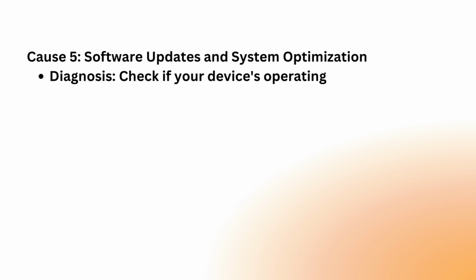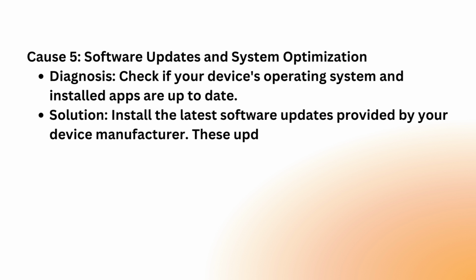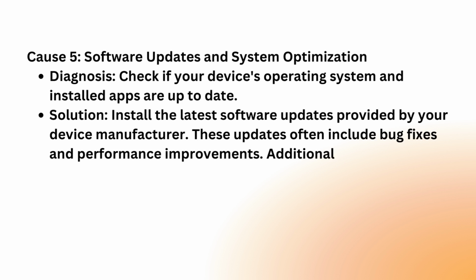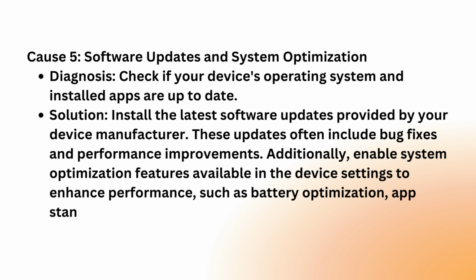Cause 5. Software updates and system optimization. Diagnosis. Check if your device's operating system and installed apps are up to date. Solution. Install the latest software updates provided by your device manufacturer. These updates often include bug fixes and performance improvements. Additionally, enable system optimization features available in the device settings to enhance performance, such as battery optimization, app standby, or performance modes.